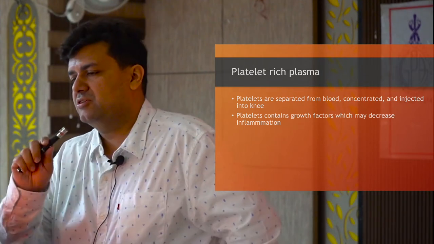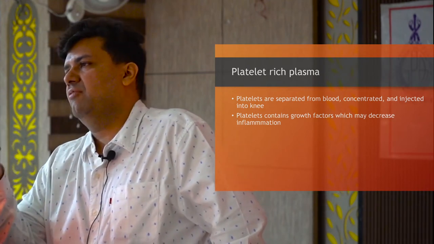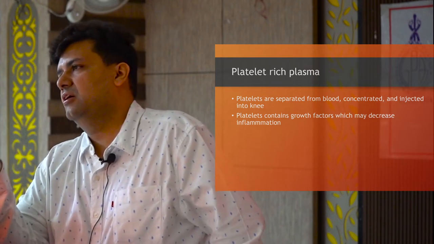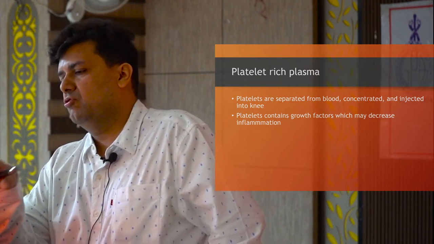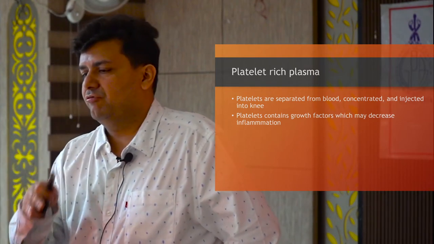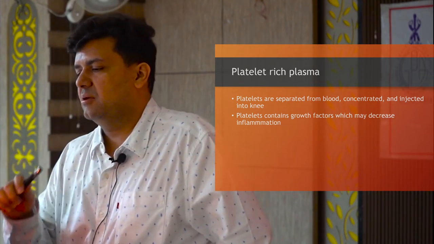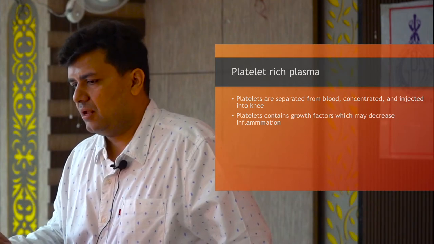So if the patient is not having relief even after intra-articular steroid injections, this is the third line of treatment, and you can go for the platelet-rich plasma. So first is the medication, second is the intra-articular steroid, and third is the platelet-rich plasma. And the last comes the surgery. If all these treatment modalities fail and there is severe osteoarthritis, then comes the surgery.